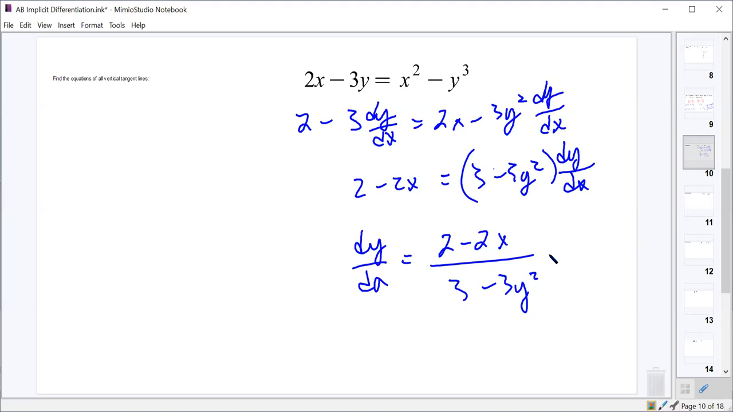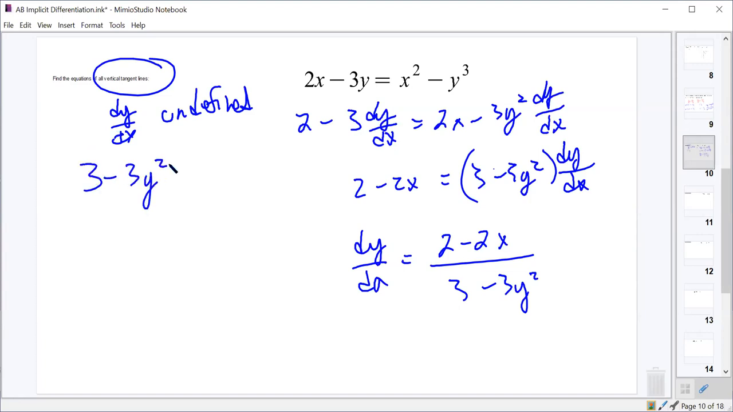All right. So we want to know when does this have vertical tangent lines? If the derivative is undefined, that's when we have vertical tangent lines, right? So vertical tangent lines means that dy/dx is undefined, okay? Not indeterminate, so it can't be a 0/0. It's just going to be undefined, so just the denominator equals 0. So let's figure out, when does the denominator equal 0? 3 - 3y² = 0 if y equals what?